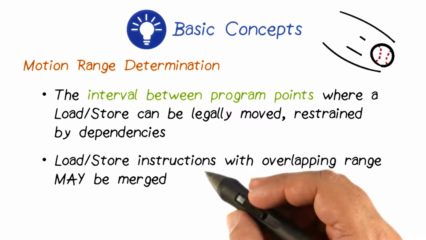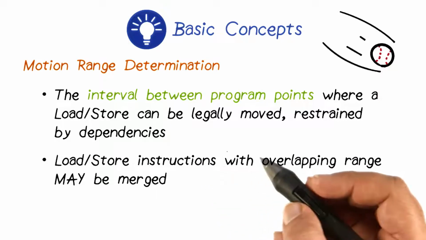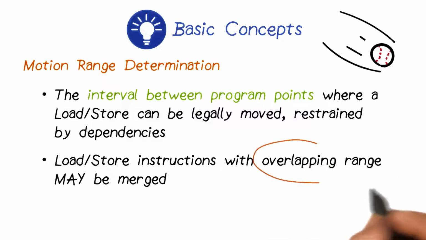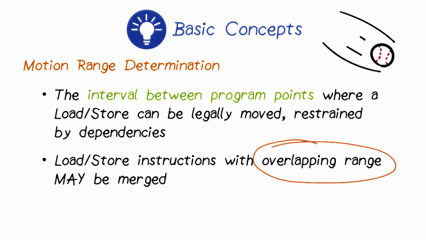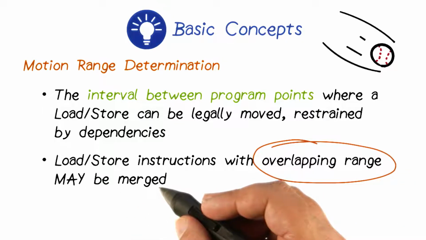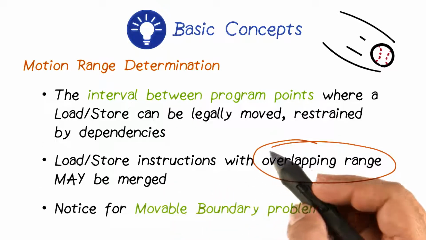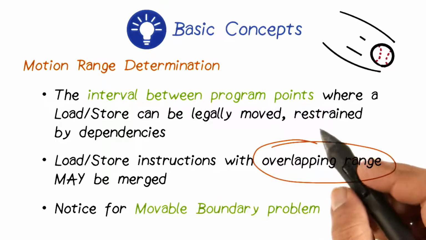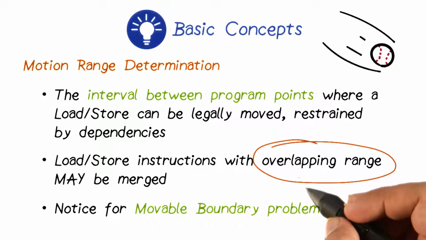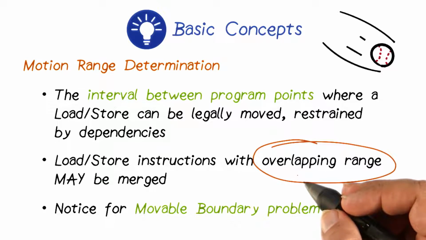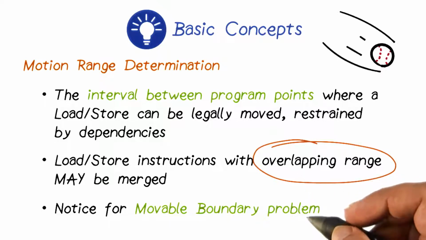So the key idea here is that the load store instructions which have overlapping ranges may be merged, provided we can satisfy some other constraints, such as their operands being in two different banks. And the range of motion for a given load store depends on other load stores and uses of the loaded register, and that's why we formulate this problem as a movable boundary problem, which says that a given load depends on the motion of another store and so on.